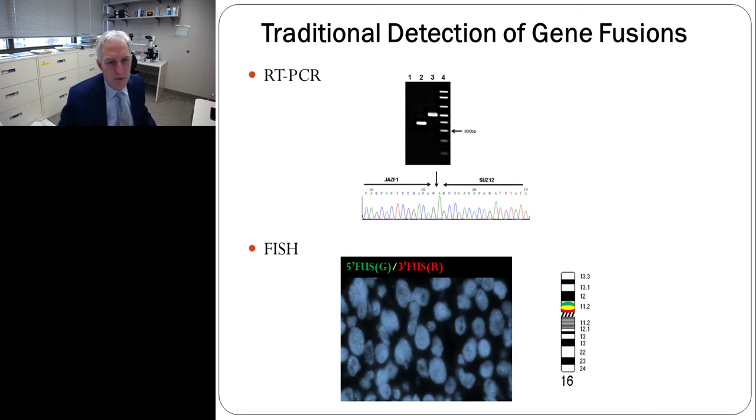The advantage of RNA-seq is that you can simultaneously pick up fusions in the 20,000 genes if you wanted, any one of 20,000 genes simultaneously. So it's much more powerful.